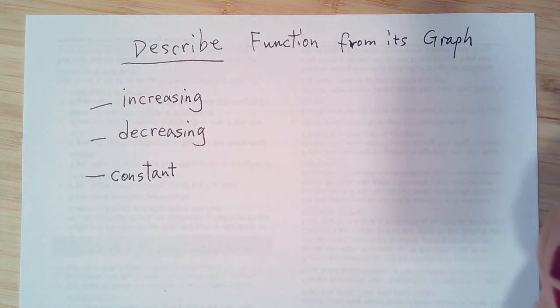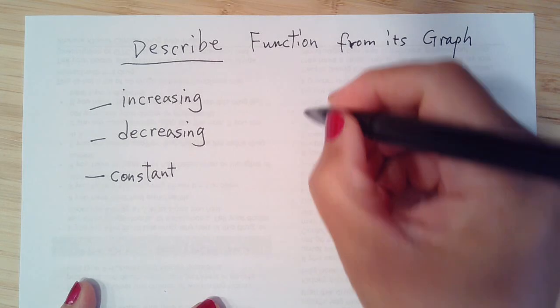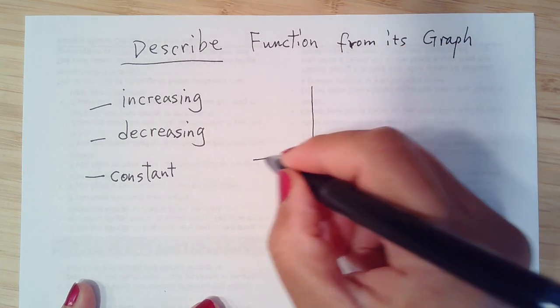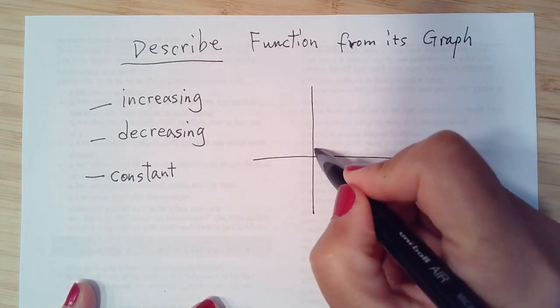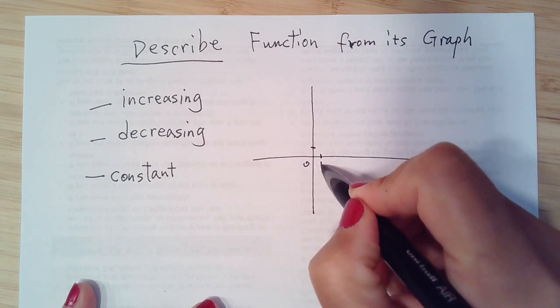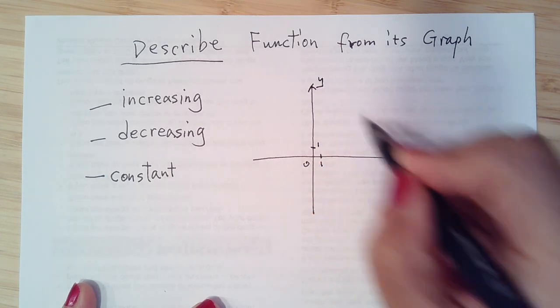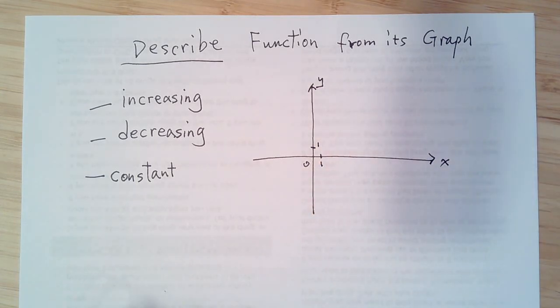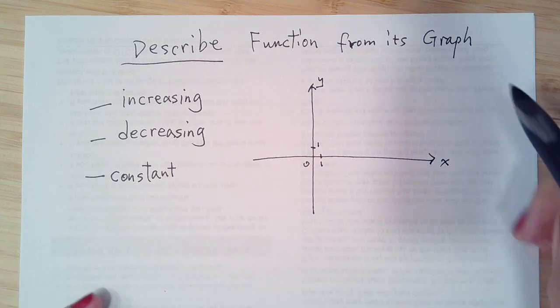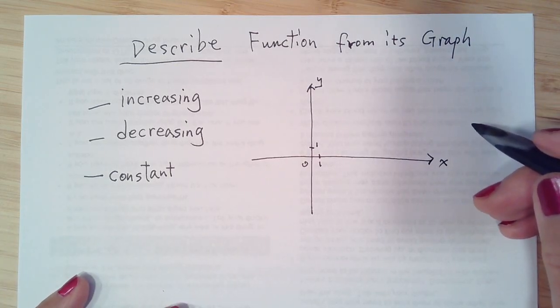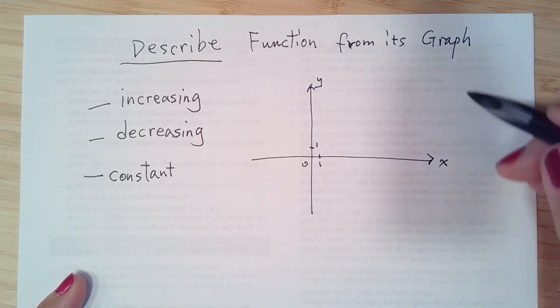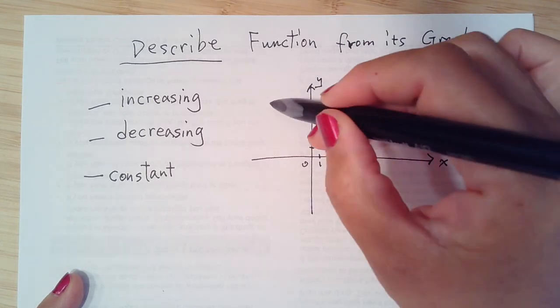Okay, so let me give you a graph so you can tell what I'm saying. And of course, I always do this. I always do 0, 1, 1, and y and x. That gives me a complete x-y coordinate system or coordinate plane. Okay, now let me show you a graph.